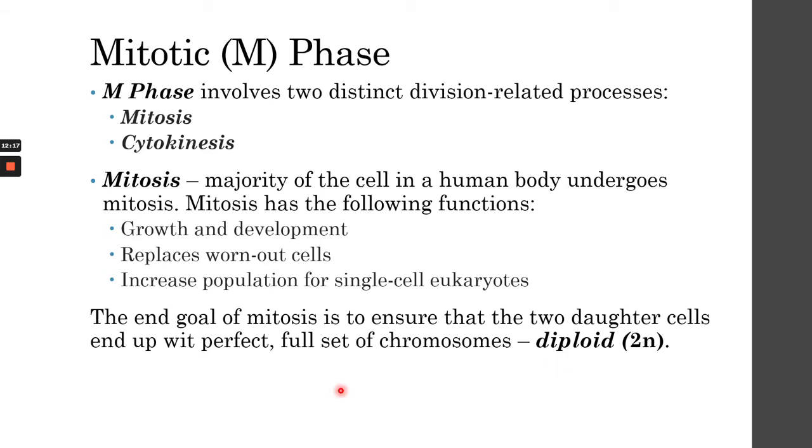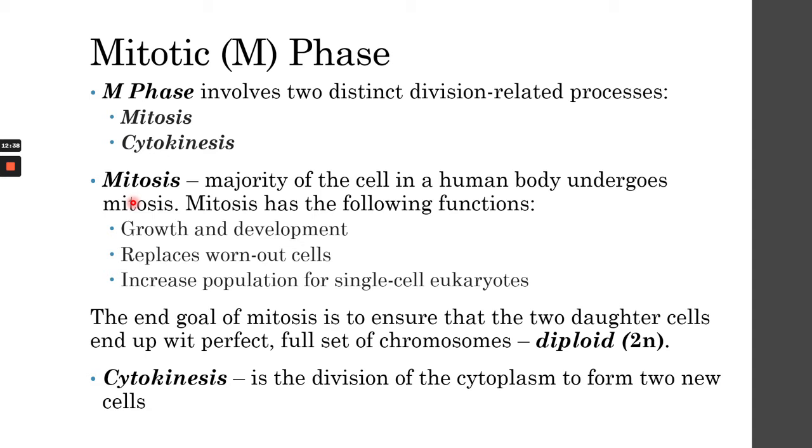So when a cell divides via mitosis, it creates two cells. And those two daughter cells created should still have 2N. They still should have two sets of chromosomes, from the mother and the father. Okay, I hope that's clear po.